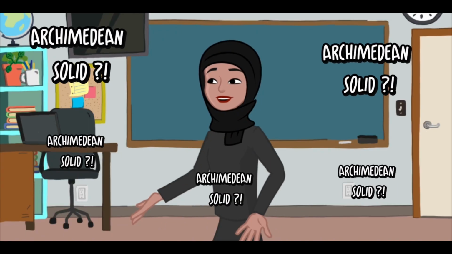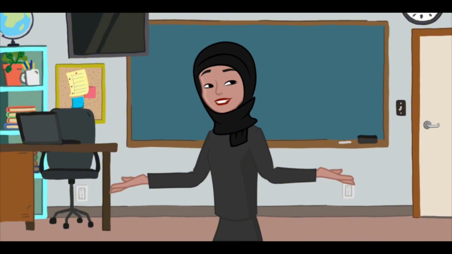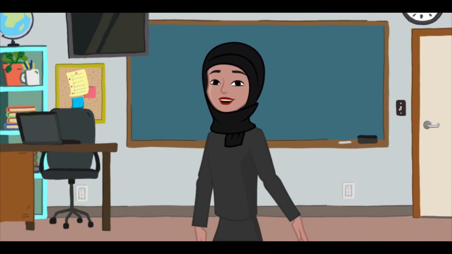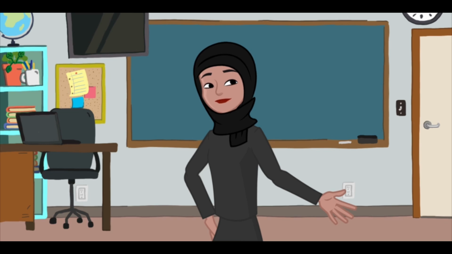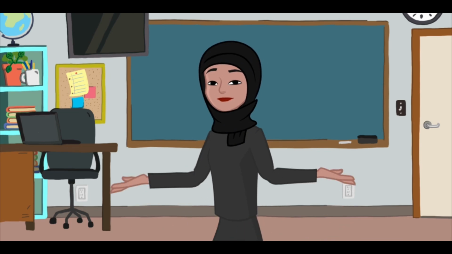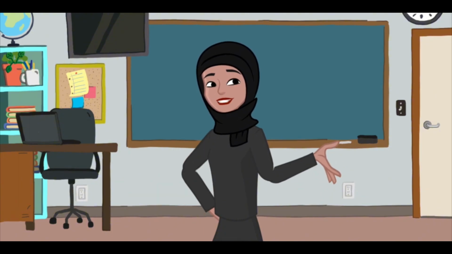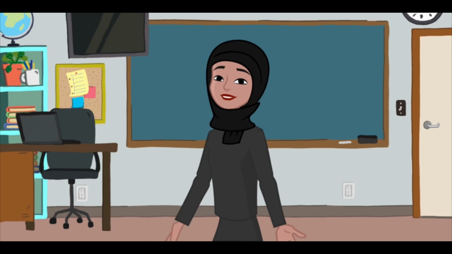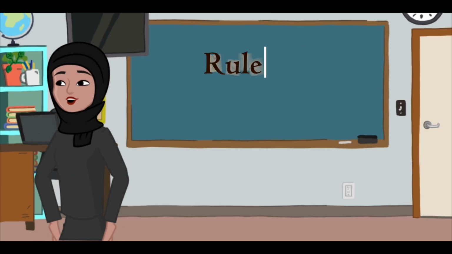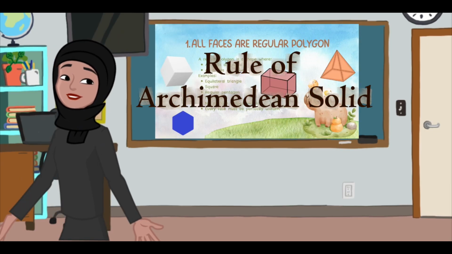What is an Archimedean solid? An Archimedean solid is a special type of 3D shape, or polyhedron, made from regular polygons like triangles, squares, or pentagons, arranged in a very balanced and symmetrical way. It is named after the ancient Greek mathematician Archimedes.